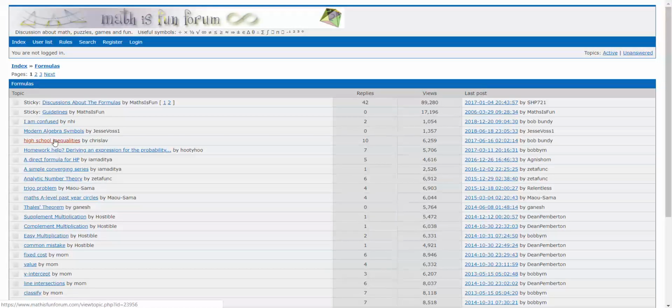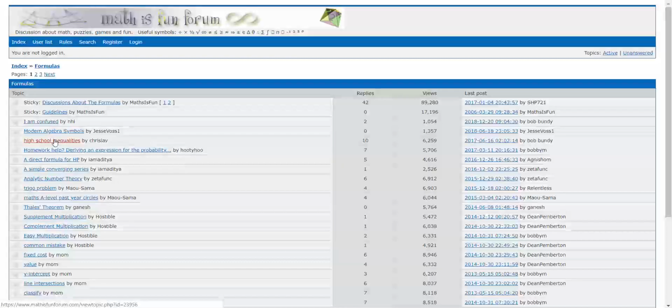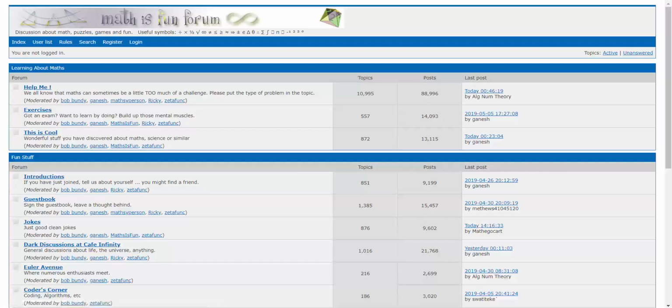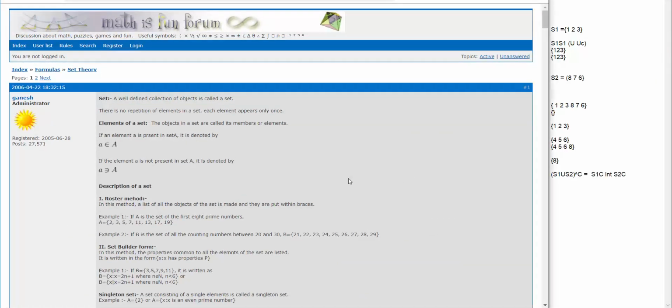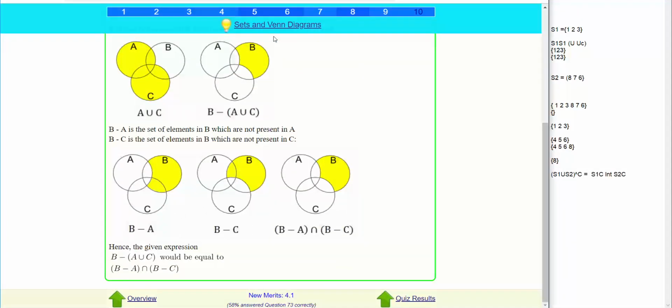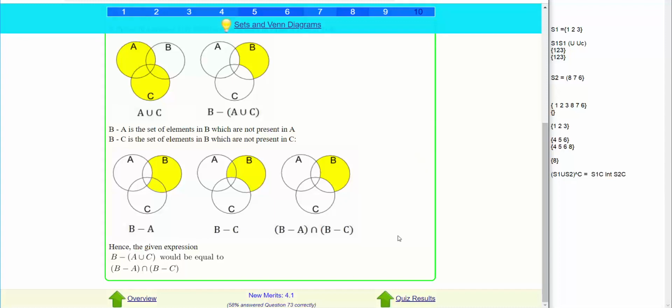Hmm, not bad. You've got a whole list of formulas here. So maths is fun. This is the Fourier, which is not bad. Let's go back to the main site. There we go. So Maths Is Fun. Sets and Venn diagrams. Now I'm not sure where I should go from here. Overview.